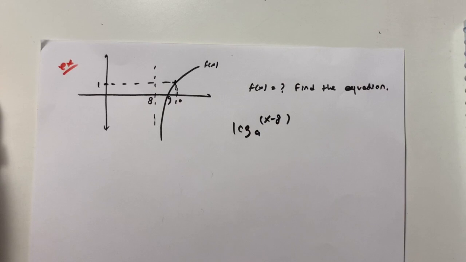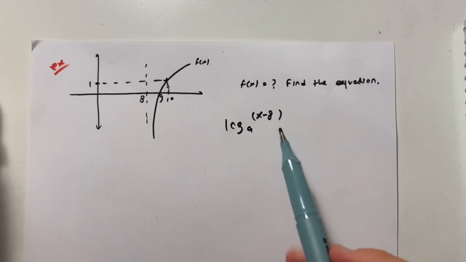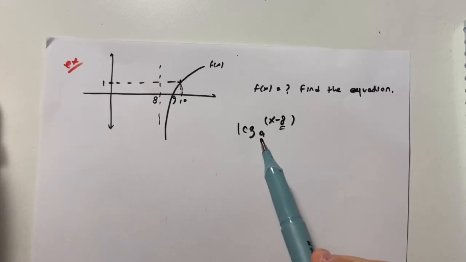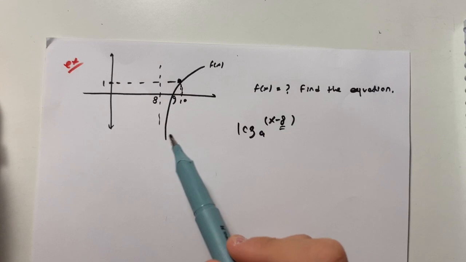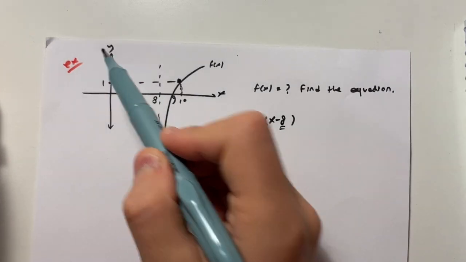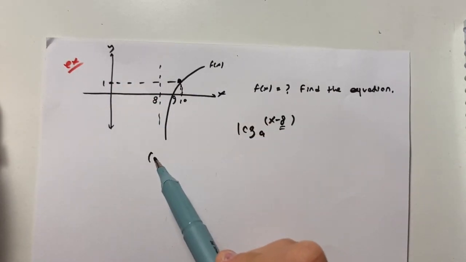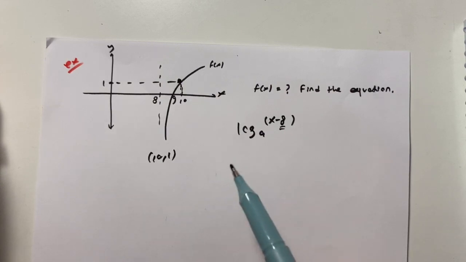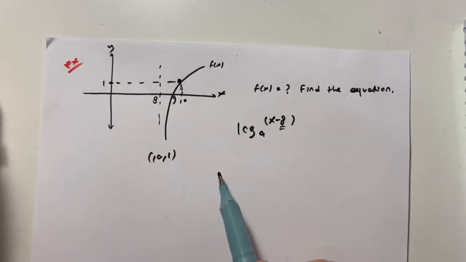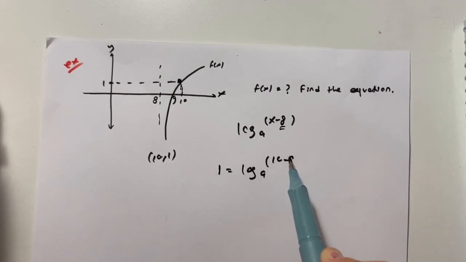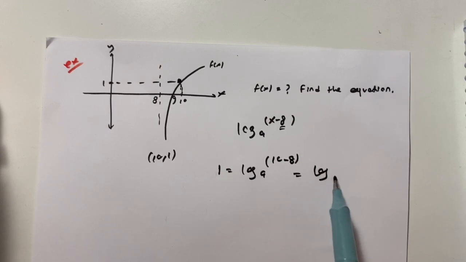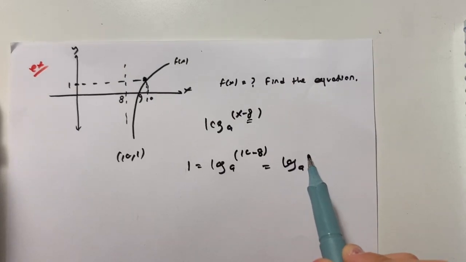because the power must be greater than 0. So we've found this factor, and let's look at a. As you can see, the graph cuts the x and y axis at the point where x is 10 and y is 1. So let's solve them. 1 equals logarithm base a of 10 minus 8, which is logarithm a of 2.